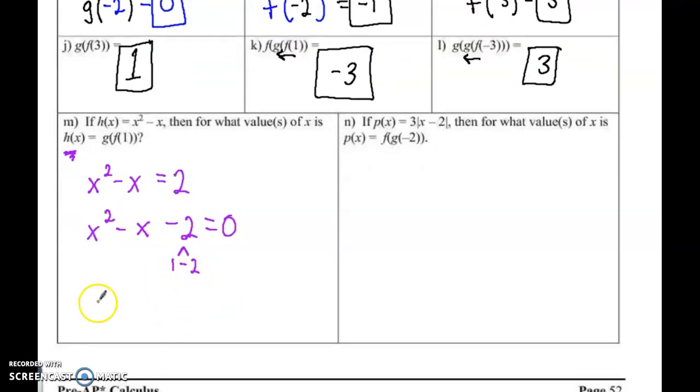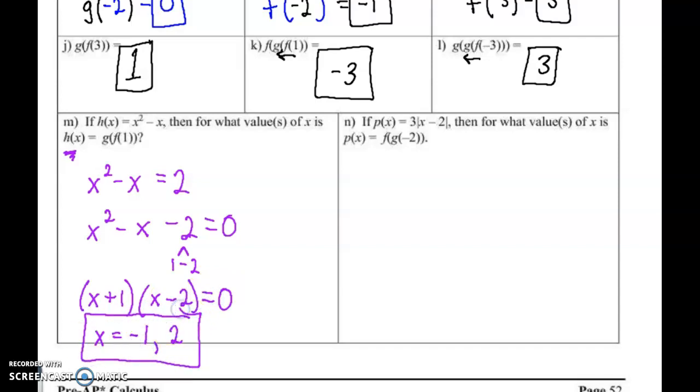So as you look at that, you would say, okay, well, my factors are x plus 1, x minus 2, and then using the zero product property that we've already talked about, we would say x equals negative 1 or positive 2. Those are your two answers to this problem.